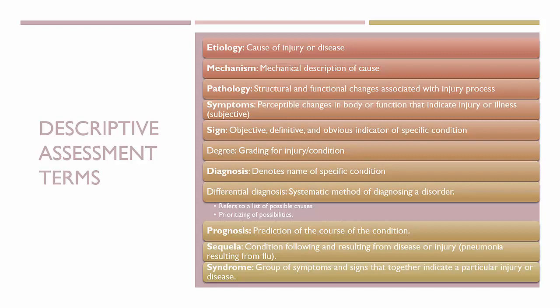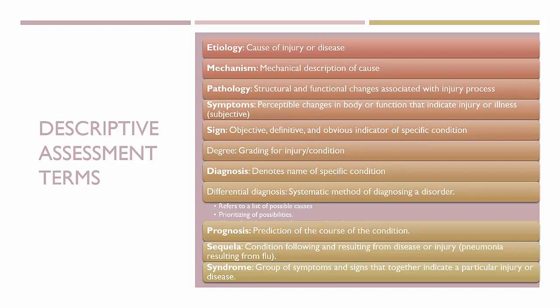This is subjective in nature. This occurs from the patient's account. Some examples are dizziness or a headache. It is not something we can necessarily see, feel, touch, or even smell as an examiner. A sign, on the other hand, is objective. It is definitive, an obvious indicator of specific conditions. This is something we can see, feel, touch, or even smell. Swelling or warmth are examples of signs.